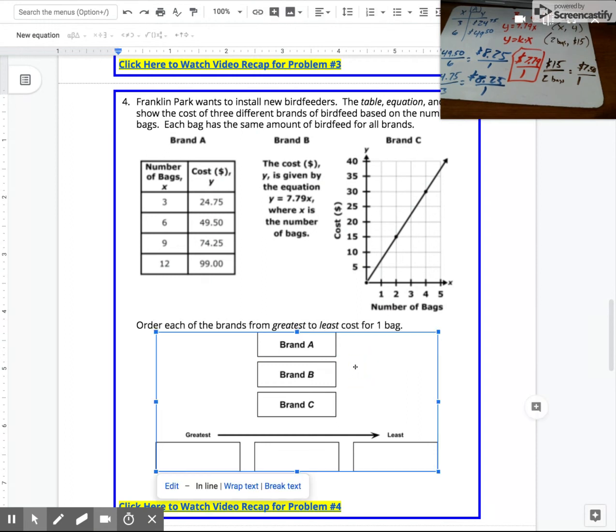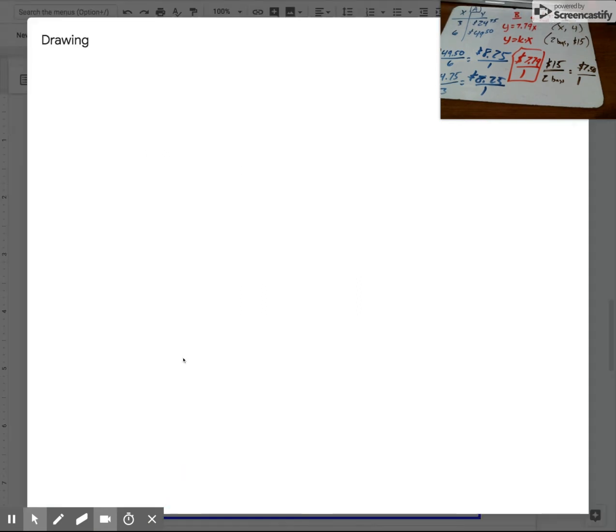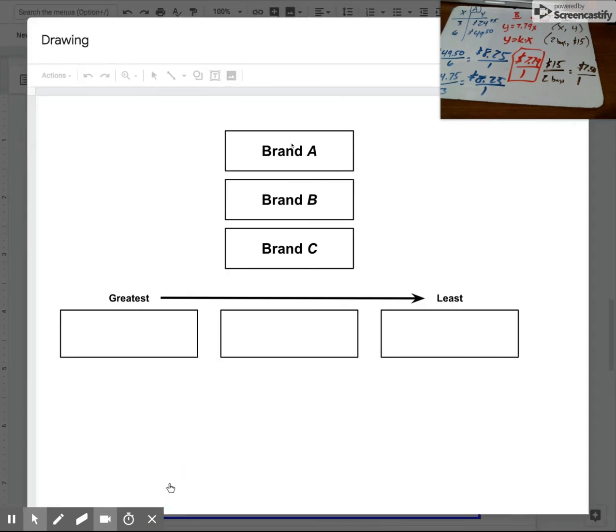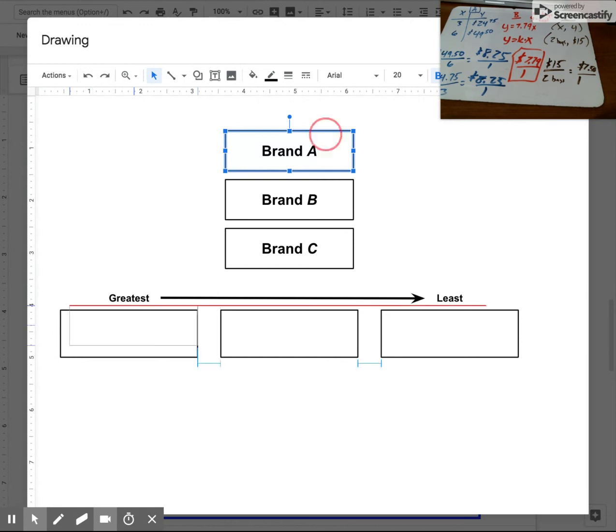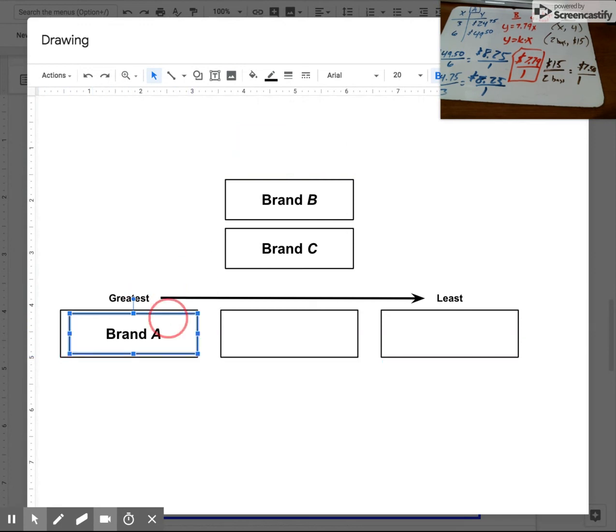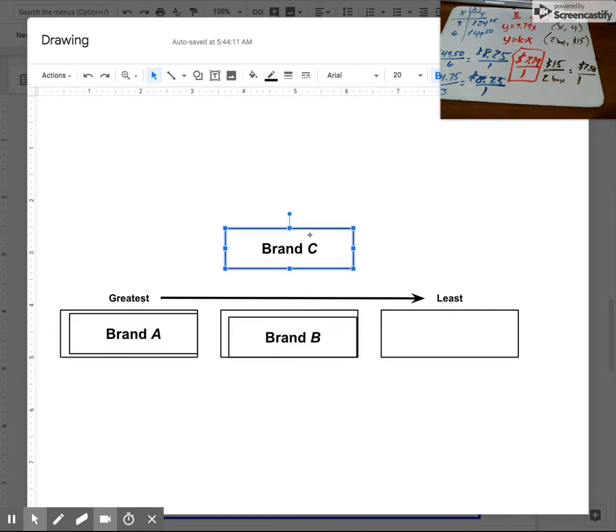So when you filled this table out, or when you filled this drag and drop item out, all you had to do was put them right in order of A, B, C, because we saw that A is the greatest. That should be on the left. Company B at $7.79, that's right in the middle. And then company C, the cheapest at $7.50 for every one bag. That goes right here at the end.